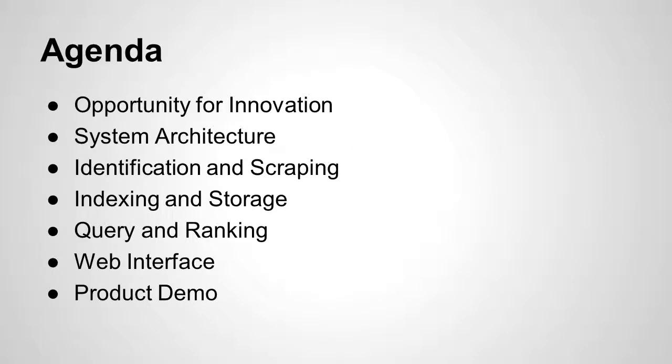So there are a few things that we're going to talk about today. We'll start by talking a little bit about the opportunity that we saw for an interesting data science solution for the Recipe Maker itself. From there, we'll talk a little bit about the system architecture. We'll talk about identification and scraping of recipes, the indexing and storage of recipes, then the user query and ranking process where we generate ranked results and present them to the user, finally through a web interface that the user can use to interact with the rest of the system. And lastly, we'll leave you with a slide where you can go and play with our demo itself.